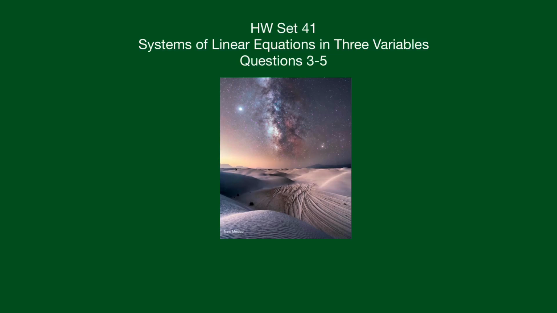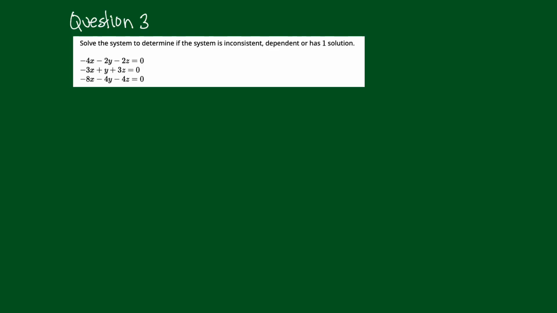And here's questions 3, 4, and 5 in our homework set 41. Question 3, let's see what we can do to solve this system. Now I'm going to start by naming these equations. That'll be number 1, this will be number 2, this will be number 3. Now let's look at this system and decide.